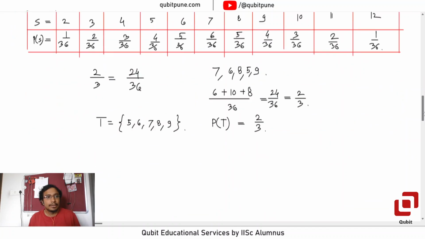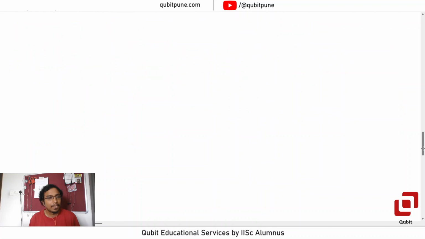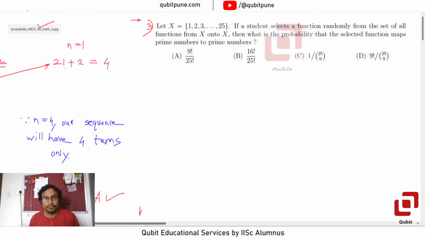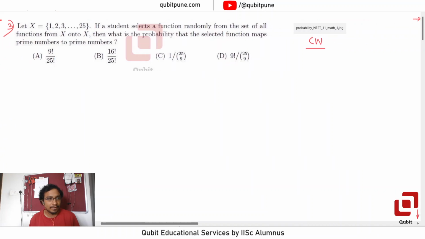All right. Okay, question 3. This question is from Nest 11.